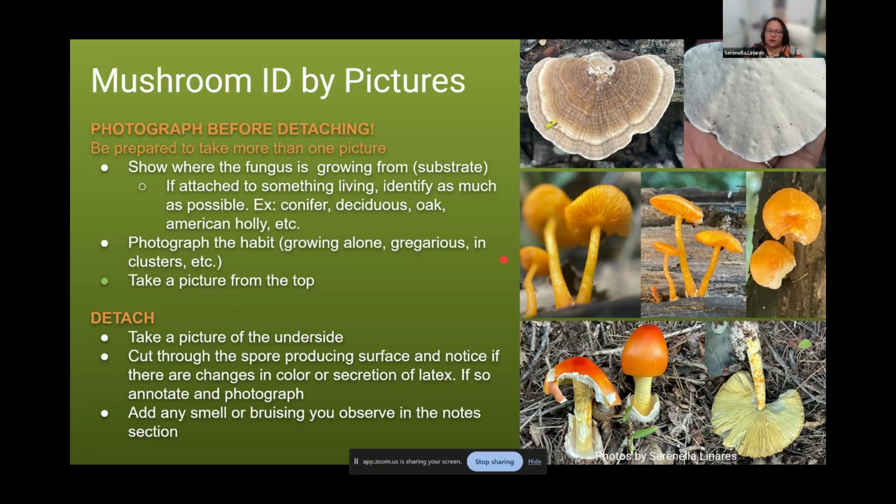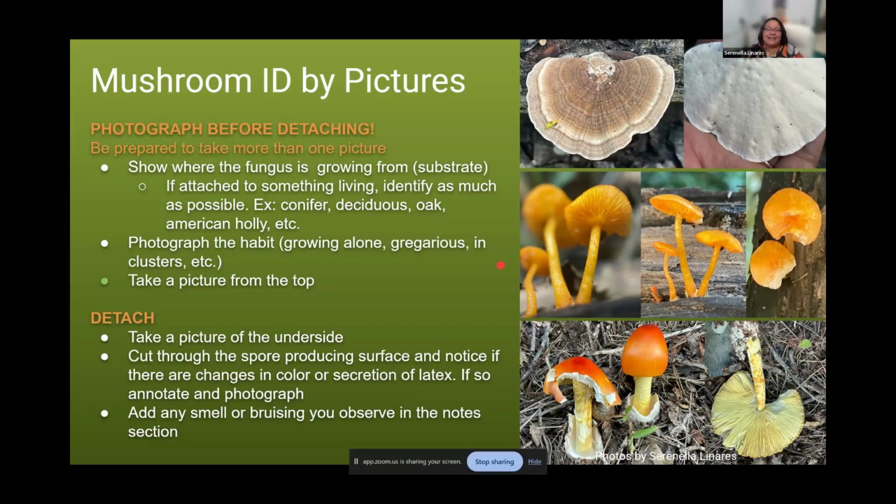Another thing to do that's very helpful is to cut through the spore producing surface, the pores or the gills, to see if there's any bruising or is there any secretion of latex. We have some really exciting species around this area that can bleed blue or purple, almost like blood, or a transparent latex that changes to yellow. Those are all possibilities of bleeding in this area and can only be captured when you dare to try.